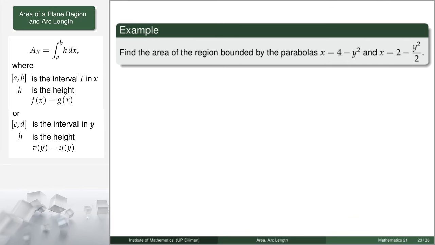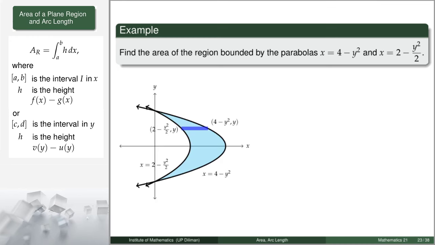Let's have another example. I want to find the area of the region bounded by the parabolas x equal to 4 minus y squared and x equal to 2 minus y squared over 2. These are two parabolas which are both facing to the left. The graph of these curves is given by this figure. Now it's very important to know which one is which. Of course, in the problem, it is already given, or in the diagram, it is given.